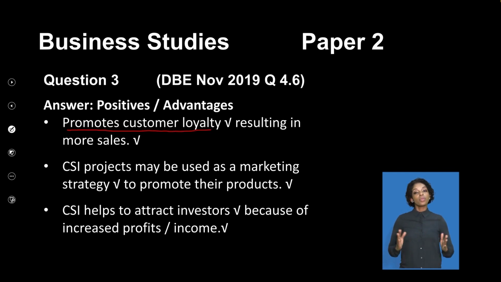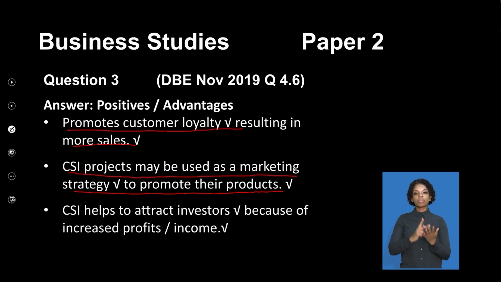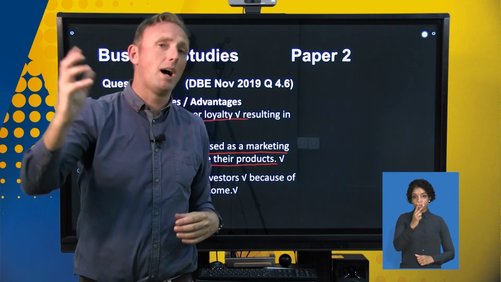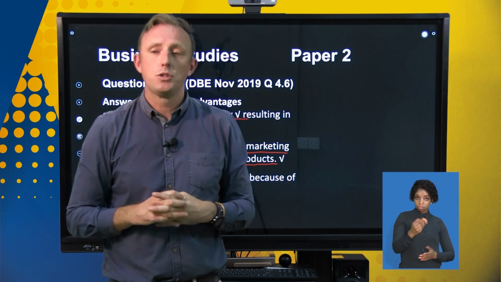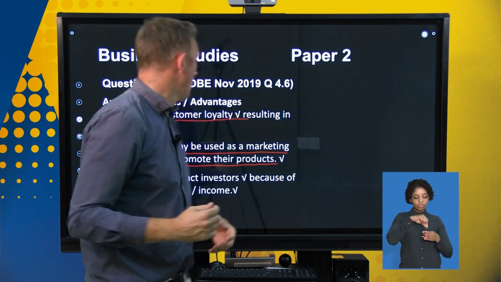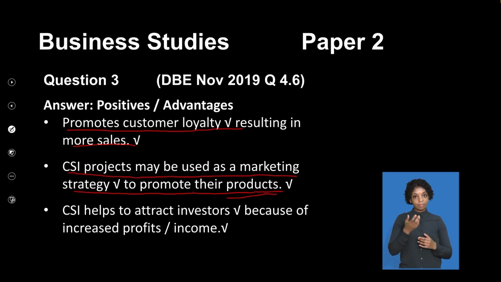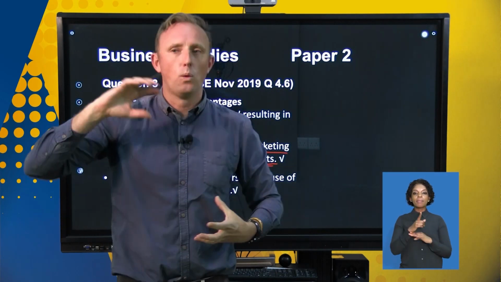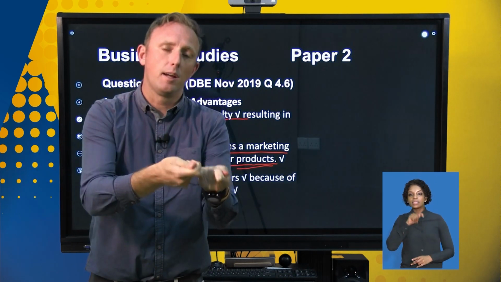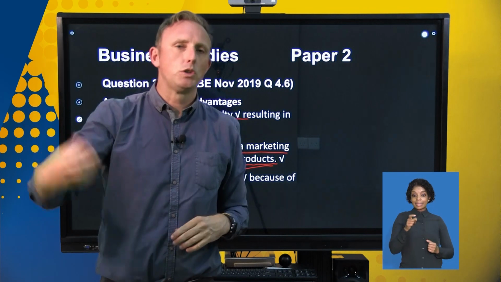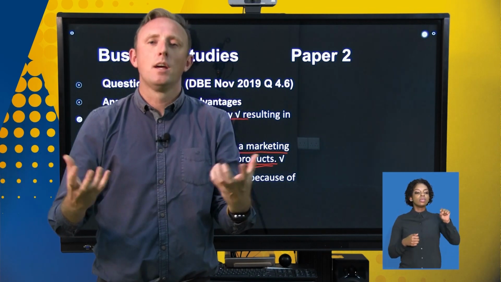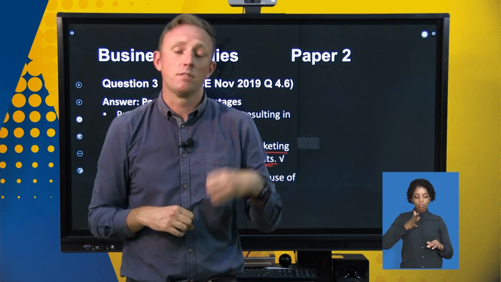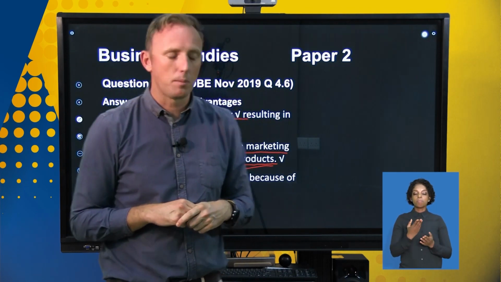It promotes customer loyalty, resulting in more sales, as we said there. CSI projects may be used as a marketing strategy to promote their products. So you'll see that there are some fast food chains that, when you buy food from them, ask if you want to donate to their respective charities, which is the promotion of their products, because every time that you buy, let's say, a burger or some chicken, you know that the money you're adding on your bill at the end is going to go to a good place, and then that promotes the products. And people want to be a part of something positive, and this is a manner in which they can be involved in something positive.